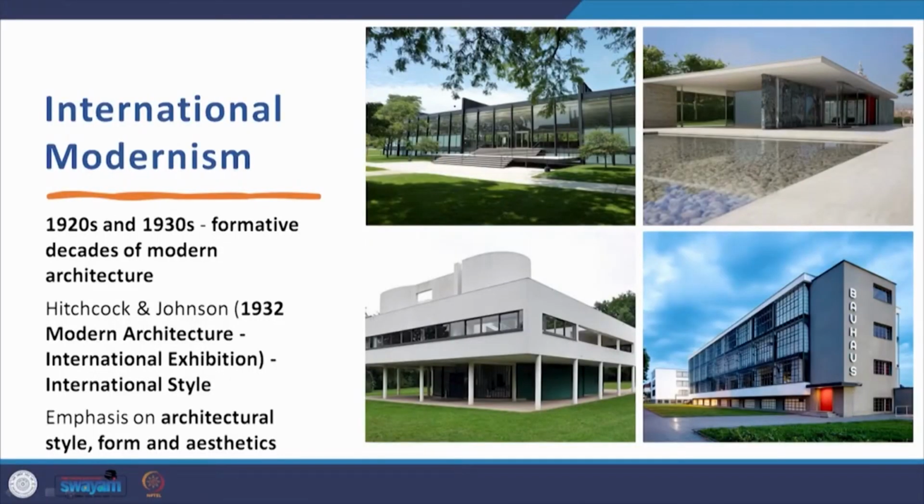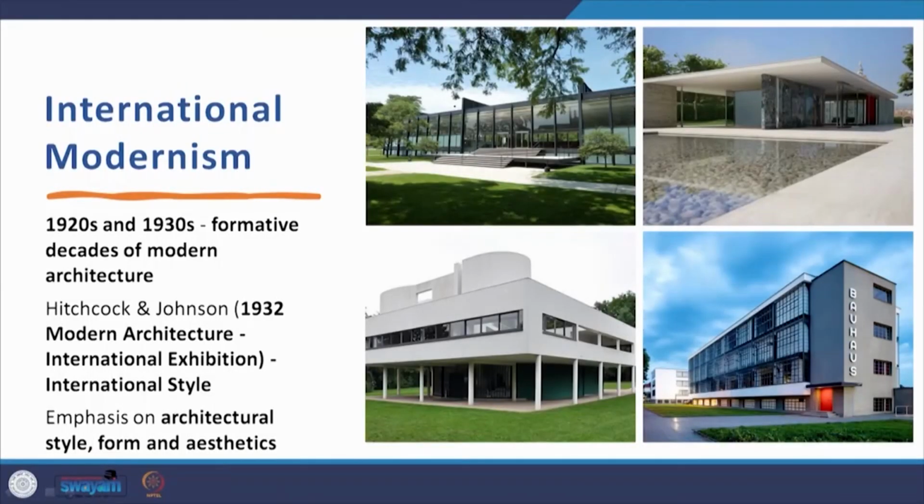So when we look at international modernism, which is, I believe, the most revolutionary development in modern architecture in the 20th century, and I believe that this is the single most radical transformation of architecture ever. I'm not trying to go back into history and say that others were not, but for us who are living in these times, what these people did was tremendously revolutionary. So international modernism in the 1920s and 30s were the formative decades of this modern architecture.